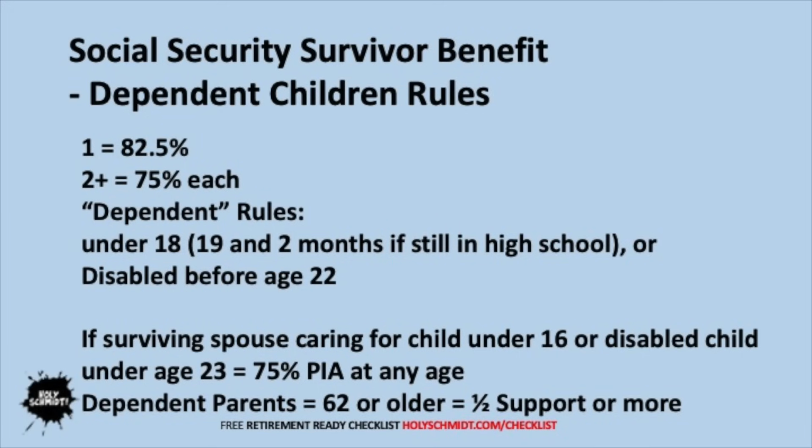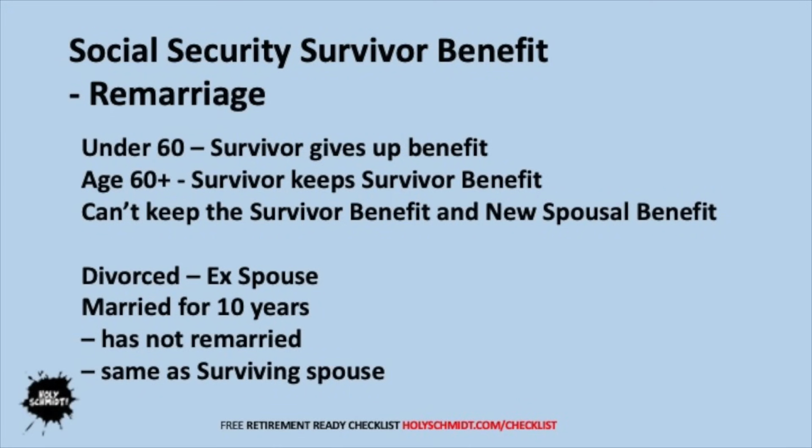Finally, if the surviving spouse is caring for a child under age 16 or a child with a disability under age 23, he or she can claim 75% of the primary insurance amount at any age. Finally, dependent parents, age 62 or older, who receive at least half of their support from the deceased, also qualify for dependent benefits. Now, what happens if the spouse remarries?